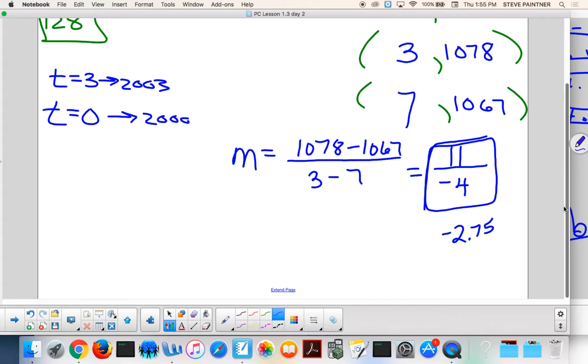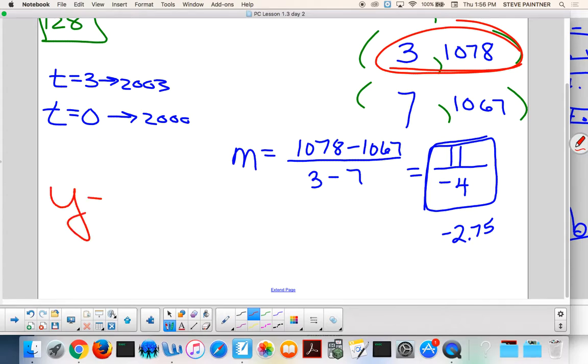Well, do you have a point? Do you have a slope? Sure you do. Here's your slope. Pick a point you want to work with. Top one? Okay. There we go. Let's do it. Y minus 10.78 equals the slope times X minus 3. Right? There you go. Work it out.